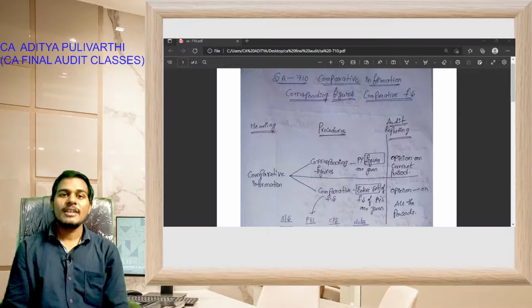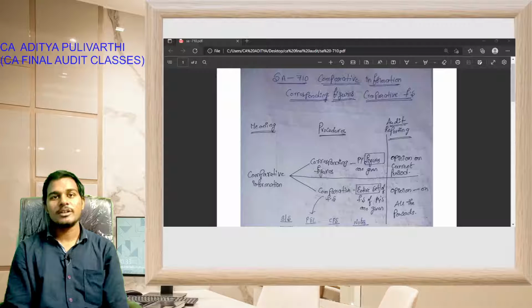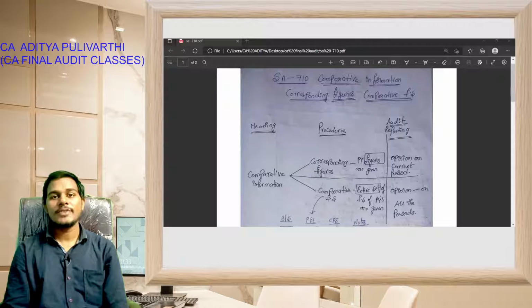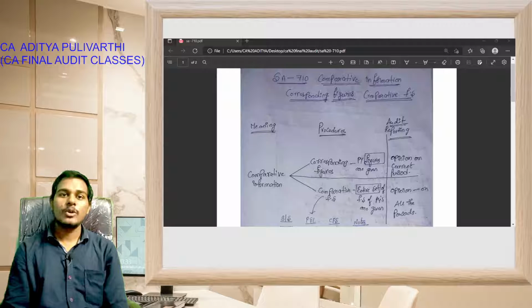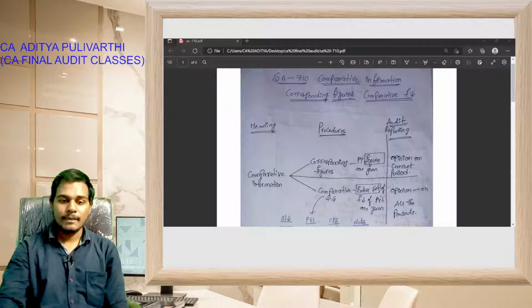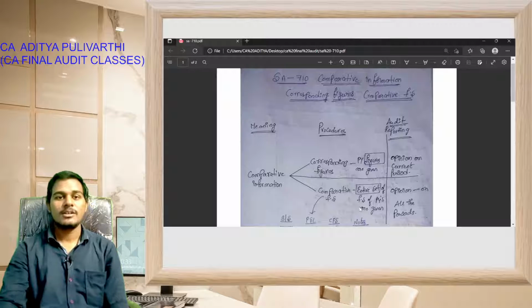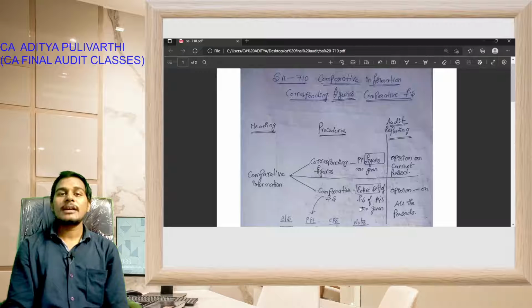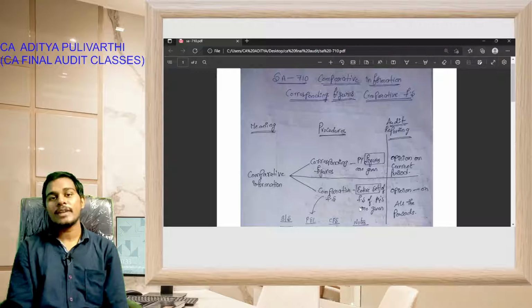See students, in the last class we discussed the contents of audit report SA-700, SA-701, SA-705, SA-706 and SA-720. In the current class we are going to discuss SA-710, that is comparative information, that is the corresponding figures and comparative financial statements.